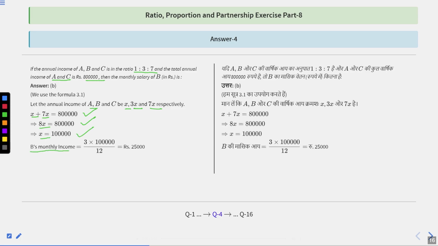So B's annual income will be 3 into X, and X equals 1 lakh. And we calculate the monthly income, so divided by 12, which is 25,000 rupees. B is the correct answer.